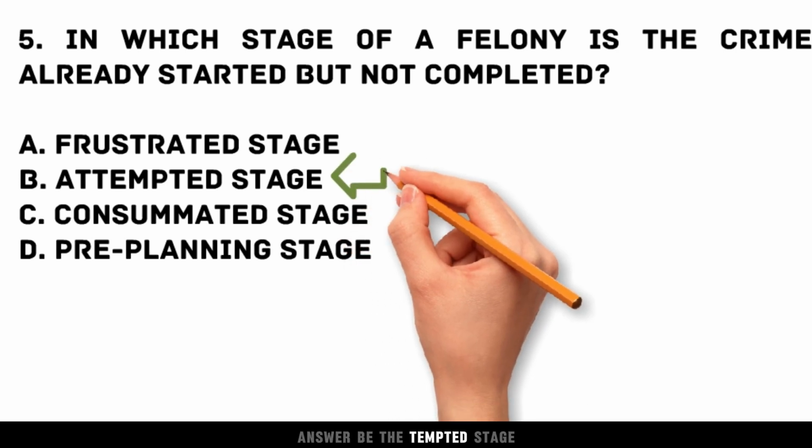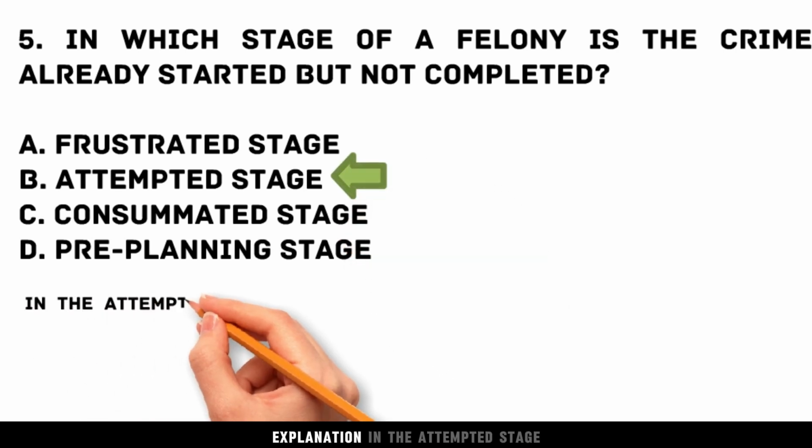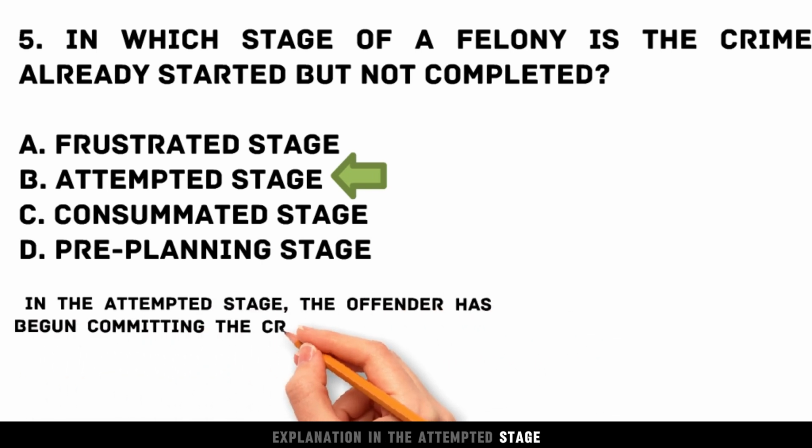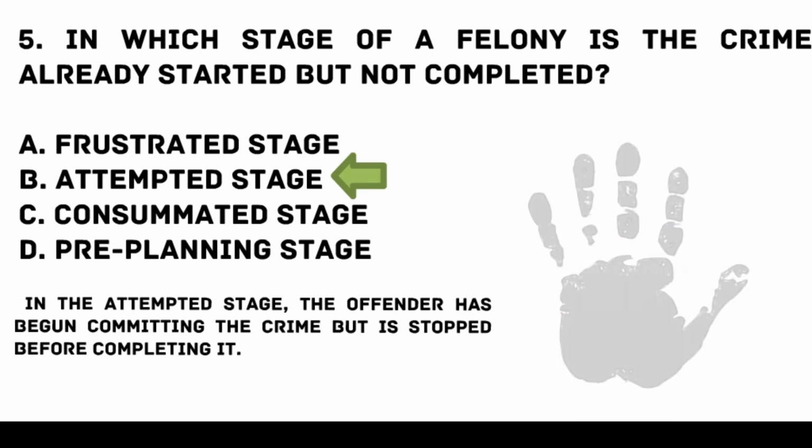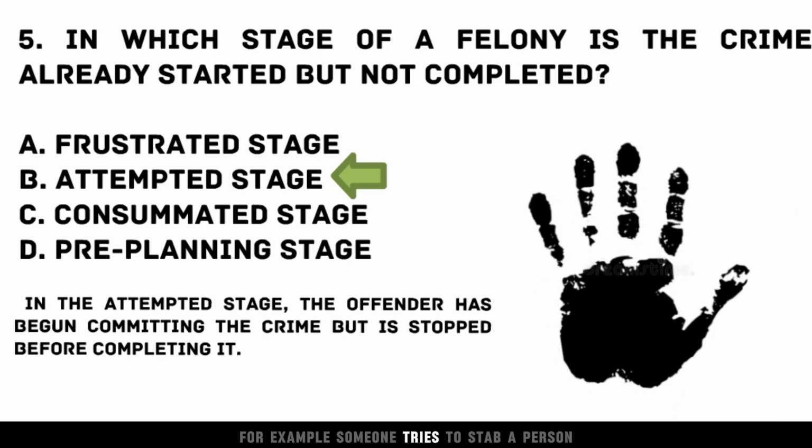Answer: B. Attempted stage. Explanation: in the attempted stage, the offender has begun committing the crime but is stopped before completing it. For example, someone tries to stab a person but is restrained before causing harm.